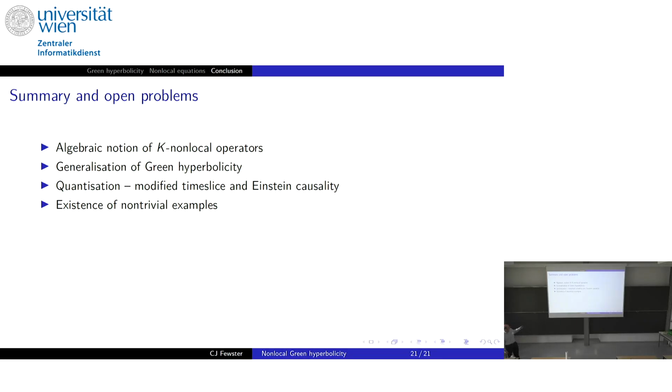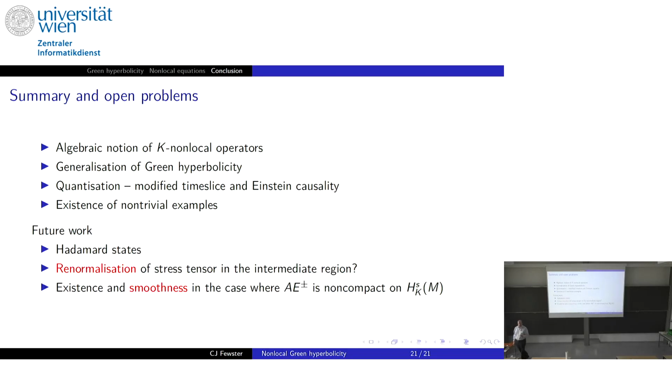So the summary is that we have this algebraic notion to weaken non-locality and generalize Green hyperbolicity, we can quantize, and there are non-trivial examples. The open questions are things like, do you get a nice notion of a state for a field theory on this sort of thing, particularly a Hadamard state, and can you renormalize the stress tensor?